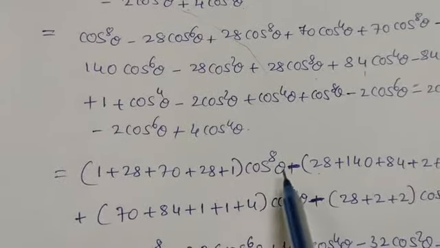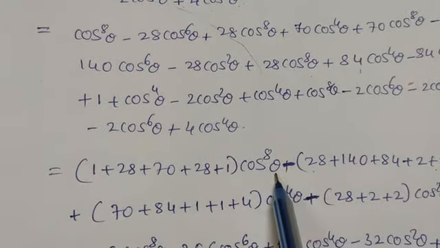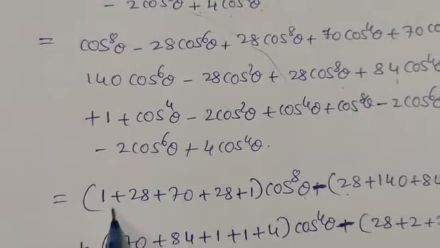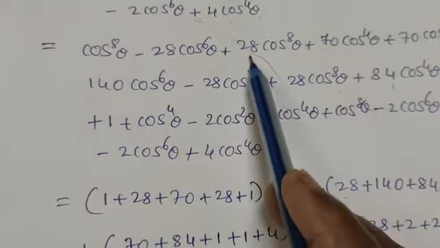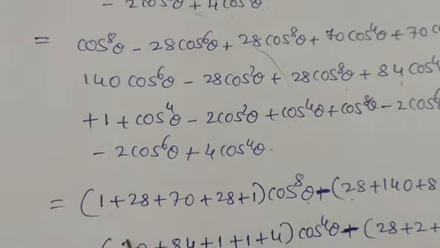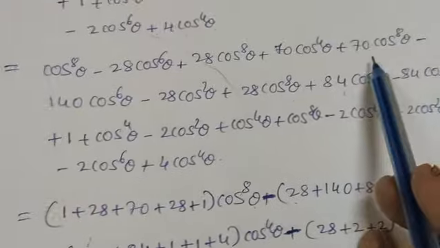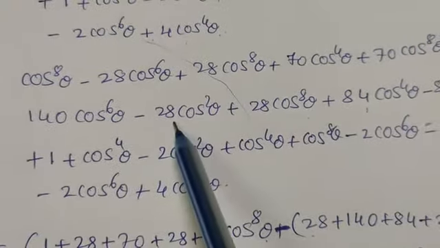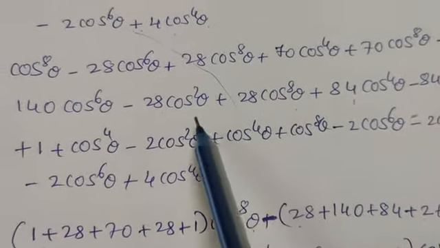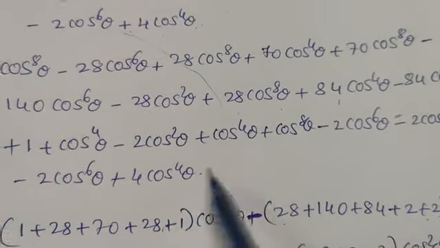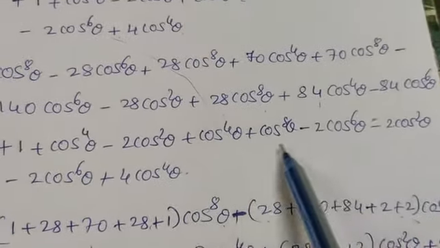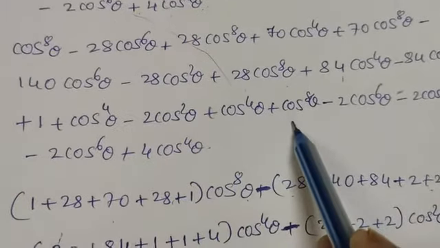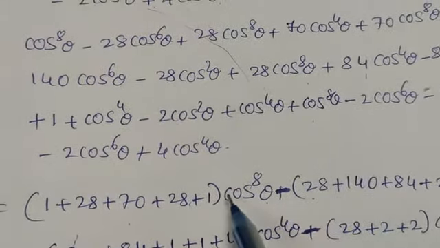First let us take cos raised to 8 theta common. Then write the coefficients of all cos raised to 8 theta. So here we have 1. Next cos raised to 8 is 28 cos raised to 8 theta, then plus 28. Then the next, here we have one more cos raised to 8 theta and its coefficient is 70. And again here we have plus 28 cos to the power of 8 theta, and one more cos to the power of 8 somewhere here. Here we have cos raised to 8 theta and its coefficient is 1.